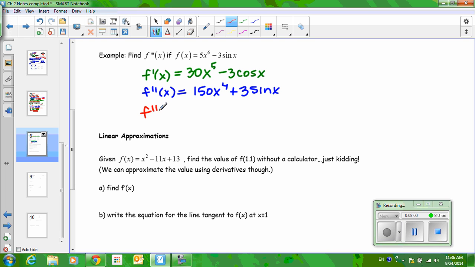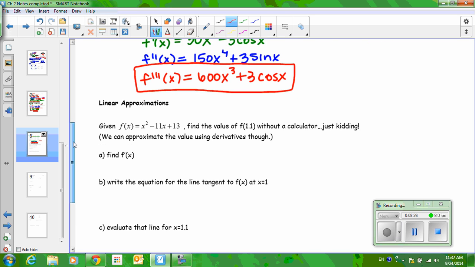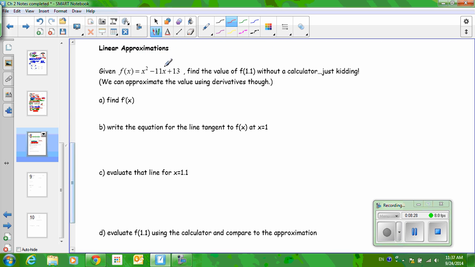Now we find the third derivative. 4 times 150, that's 600. Subtract 1 from the power. And again, the derivative of sine is cosine. And so you could just keep going like this. You find the derivative once, then just keep going until you get to the one they ask for. By the way, we know that the first derivative is f prime, right? So the third would be triple prime, or you could just call it the third derivative, and the second would be double prime.